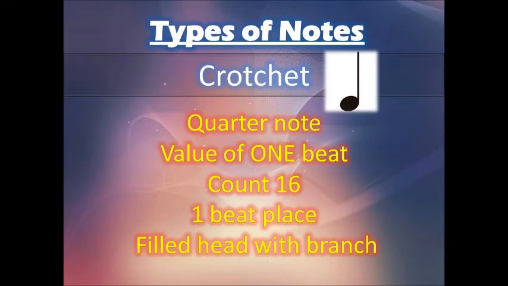Crotchet. It is also called a quarter note. Crotchets are worth 1 beat. It means we count 4 beats in a group of 4 beats. It is half as long as a minim and a quarter of the length of a semibreve. Its shape is similar to the minim but with a filled black head.